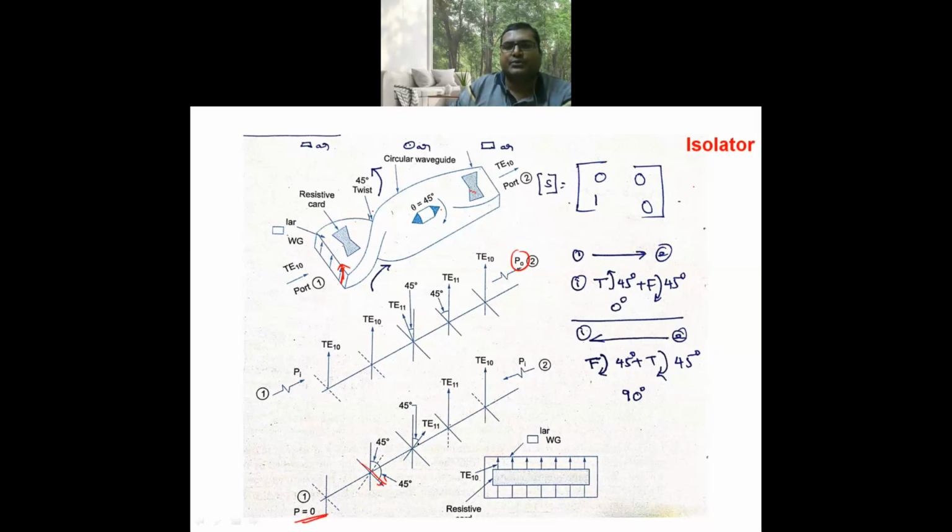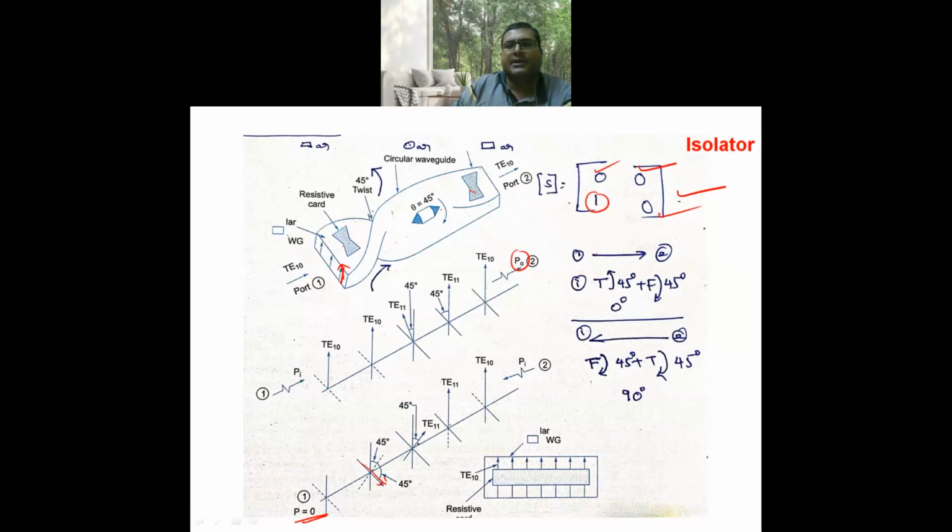And this is the S matrix of the isolator. It offers minimum attenuation from port 1 to port 2. Port 1 is perfectly matched with the junction, port 2 is perfectly matched with the junction, and it offers infinite attenuation from port 2 to port 1.